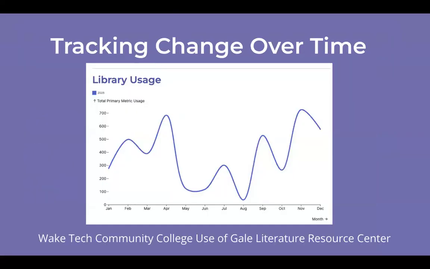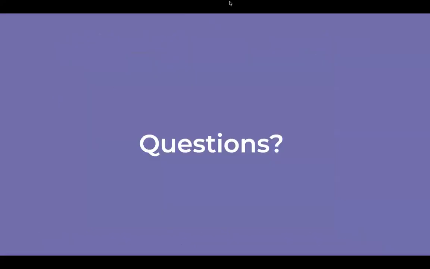This is an example of Wake Tech Community College's use of Gale Literature Resource Center. You can see some of these peaks and valleys over the last year where it's clear that this resource was integrated into a course or faculty are using it and sharing it with students. And you can see some of that increased usage around particular months or maybe tied to particular units. Any questions?